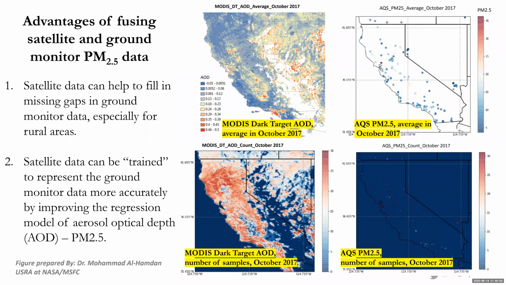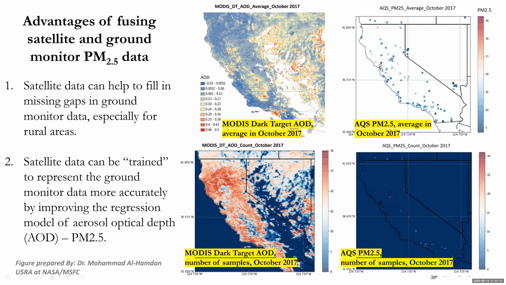In our core project, one of the things we want to first show is what the advantages are of fusing satellite and ground monitor data together. Satellite data can help to fill in missing gaps in ground monitor data, especially for rural areas. And indeed, those are the areas in California where wildfires usually take place. On the right-hand side, you can see the monitor locations from the EPA monitors.